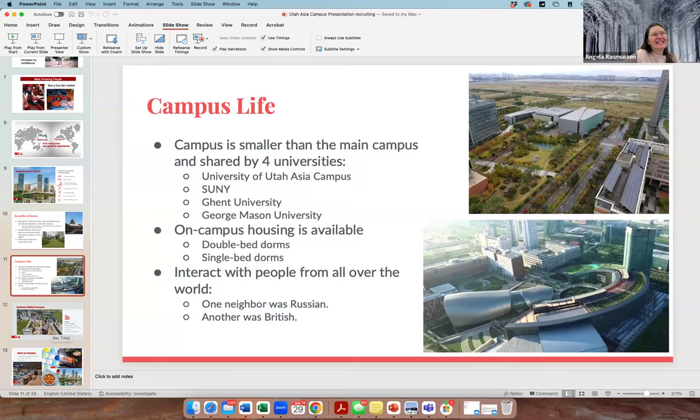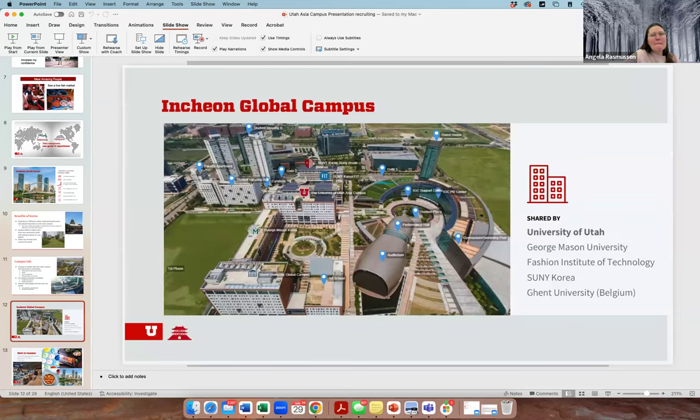You're living on this floor. Everybody on your floor is going to be from the same university, so you're not sharing a floor with people from SUNY Ghent or George Mason. And for me, at least, there were only 5 or 6 other people on the floor. Yeah, that sounds about right, and that was the same case as ours. So you'll have privacy, even though you're living on a floor. Yes, definitely. And you also get to interact with people from all across the world. I had a Russian neighbor, also someone from England, so that was an interesting experience.